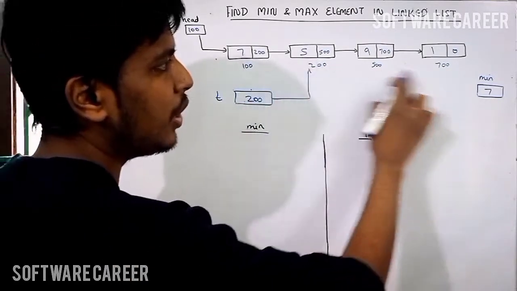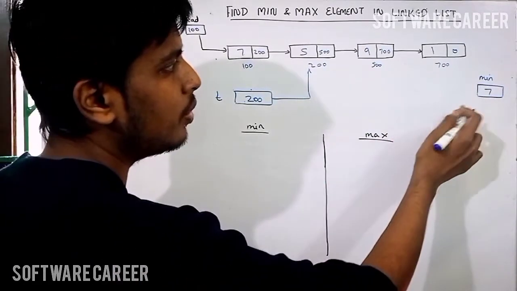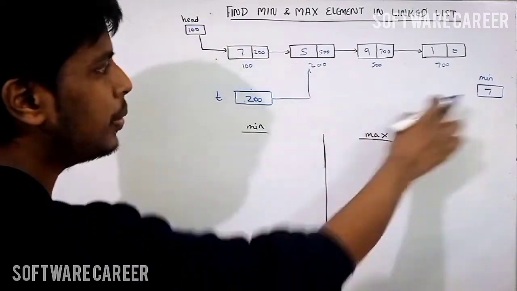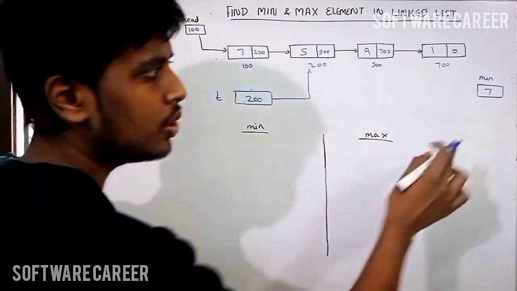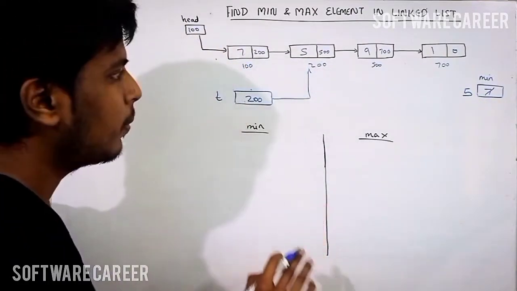Now I should compare whether 5 is less than minimum. Yeah, 5 is less than 7. So you should update the minimum value. You should write minimum equals to this 5. That means minimum equals to t data. So I'll update this. Now it's 5. Minimum is 5.